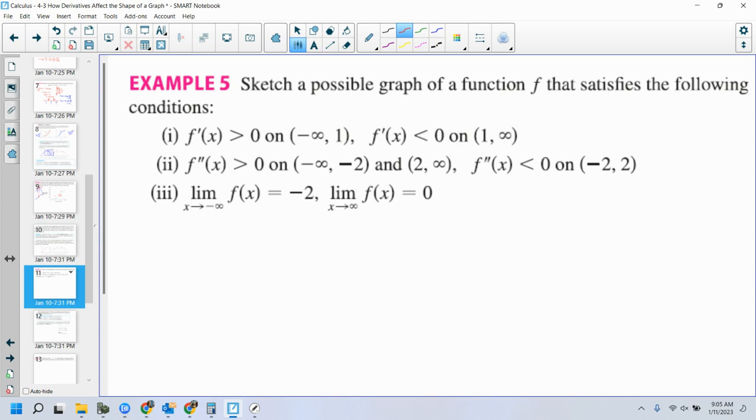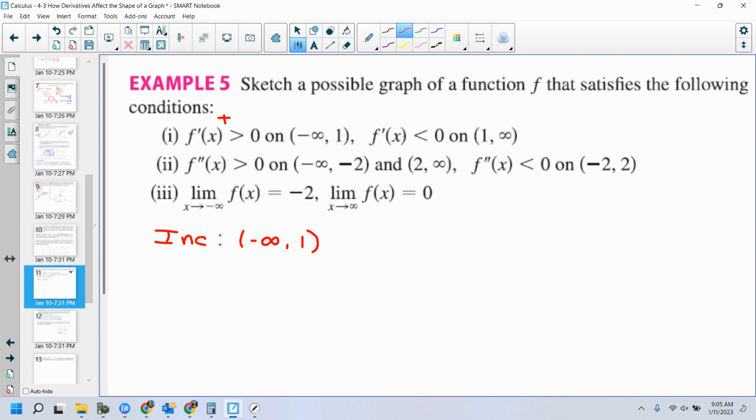Okay, so if the derivative is positive, that's what this is saying, right? If the derivative is positive from negative infinity to 1, what is that telling you? It's increasing, right? So this is going to be increasing. I'm going to interpret down here: increasing from negative infinity to 1.